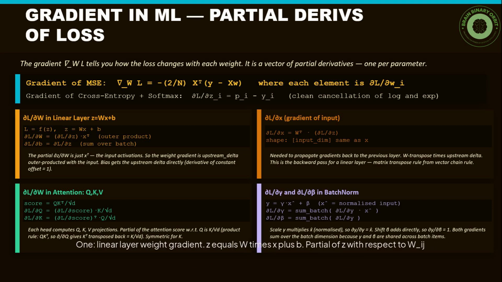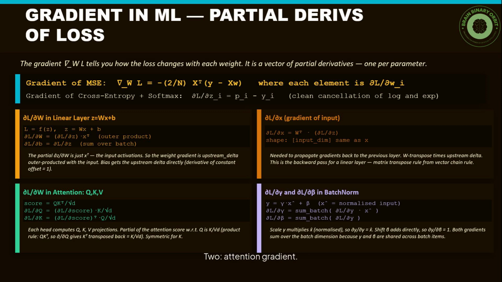1. Linear layer weight gradient. z equals W times x plus b. The partial of z with respect to W_ij is x_j, the jth input element. So the full weight gradient is the outer product of the upstream delta with the input activation. The bias gradient is the upstream delta directly, because the partial of z with respect to b is identically 1.